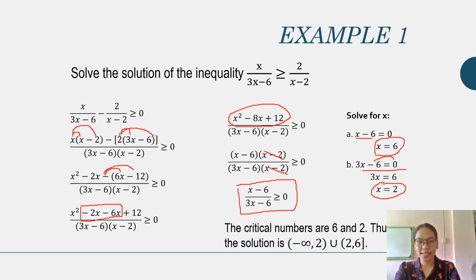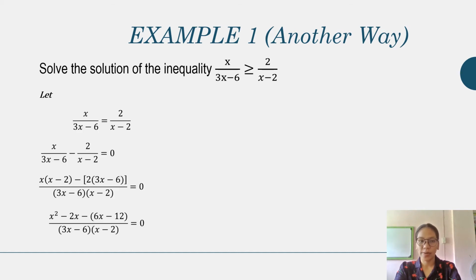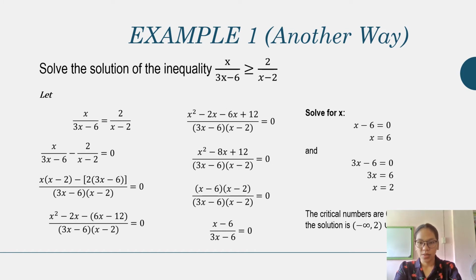Thus, the solution is from negative infinity to 2, union 2 to 6, open, close interval. So let us check if this is correct. So we have here checking. Or we can have here another way. Another way to solve this one is we're going to equate this into an equation. So let us assume that this is an equation. Then we're going to do the same process. Same lang yung process niya. So that's the same thing to do, but we just use equal sign.